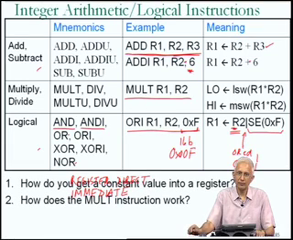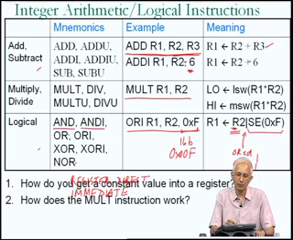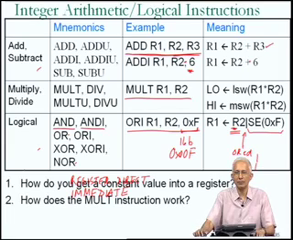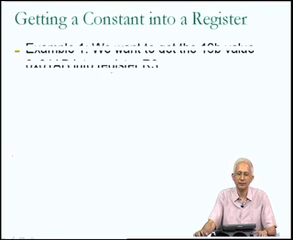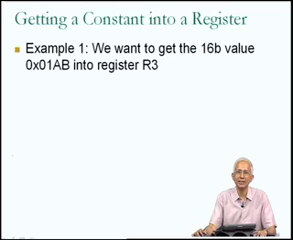Okay, but before coming to that, I wanted to say a few words about how to use these instructions for a specific objective. The objective I am going to target is, let us suppose that I want to get some constant value into a register. How do I do that? That is the question we will address: getting a constant into a register using the MIPS1 instruction set. And we will look at two separate cases. First of all, let us suppose that I want to get a 16-bit value, this specific 16-bit value, hex 01AB, into register R3.